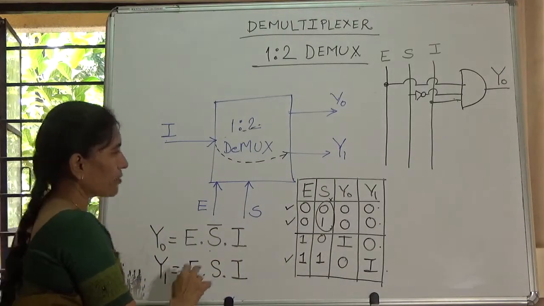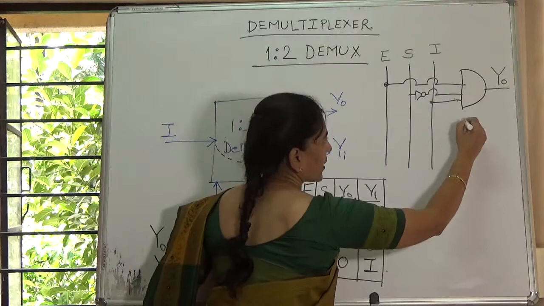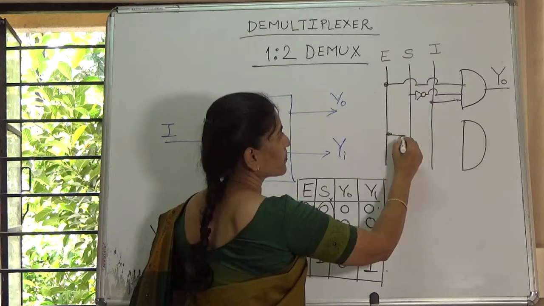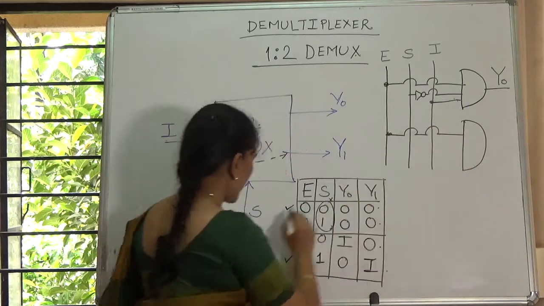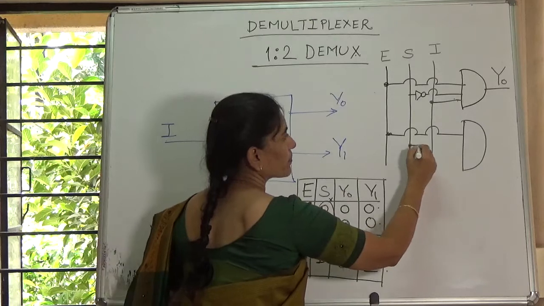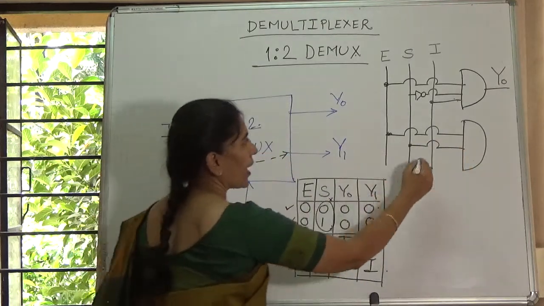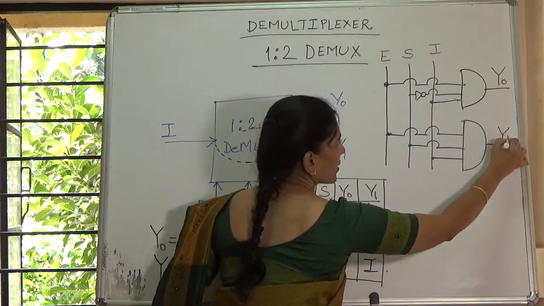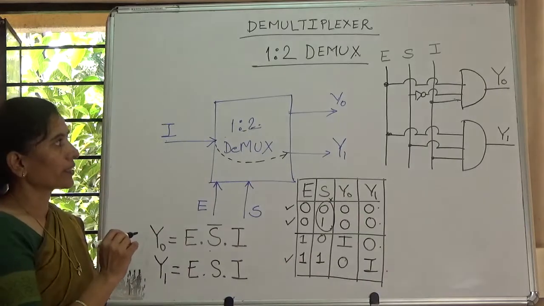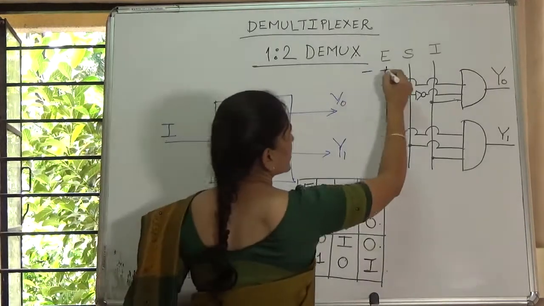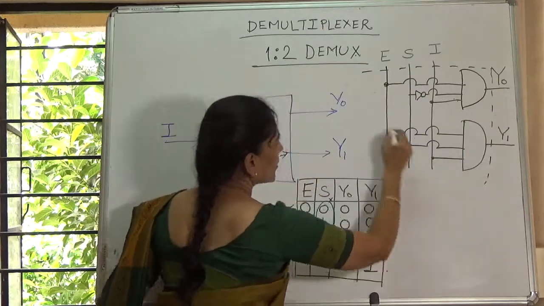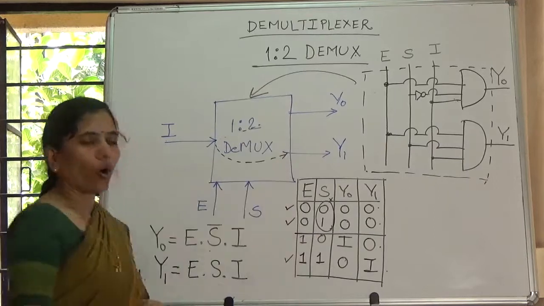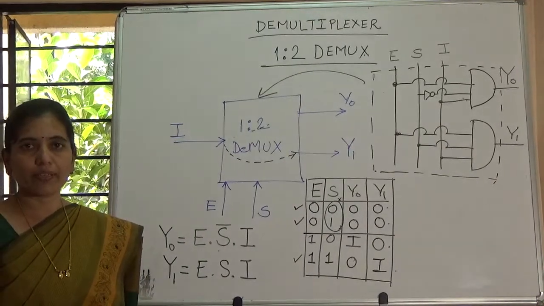Similarly, Y1 can be derived from another 3 input AND gate. The first input is from E, the second is from S, and the third is from I, and the output of this will generate the output Y1 for the demultiplexer. So this is the combinational circuit which will go into this box of the 1:2 demultiplexer.